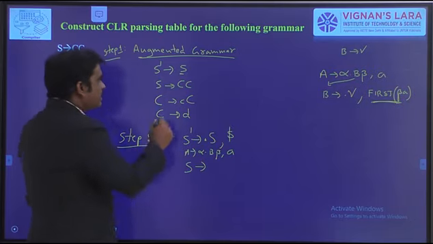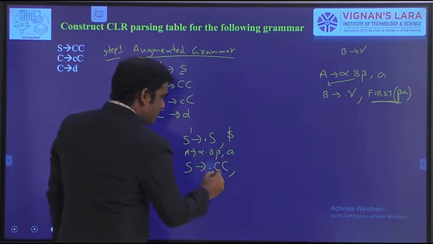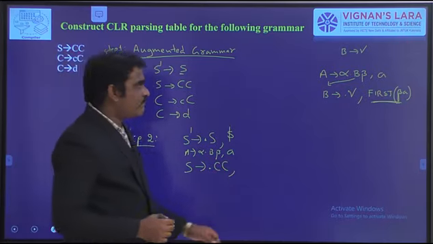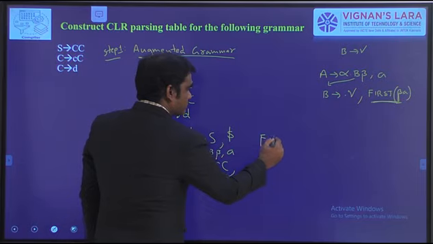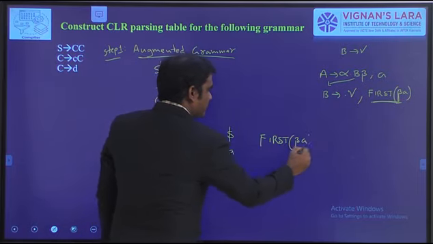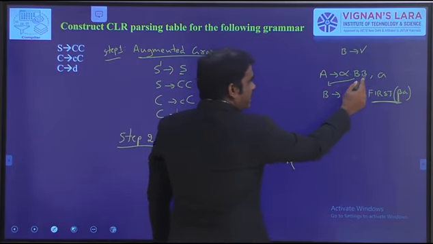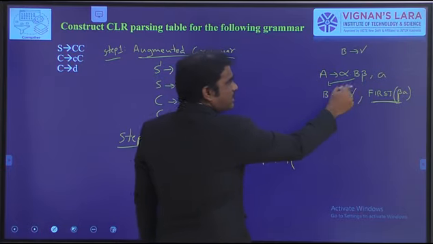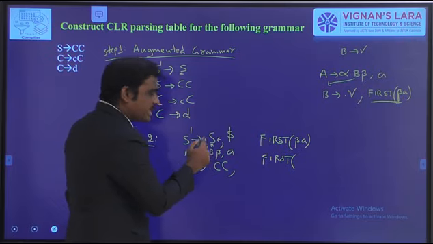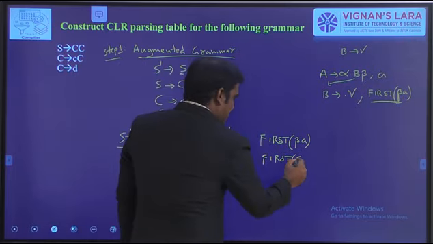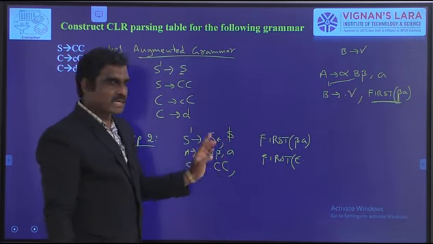S2, the production is CC. Now we can write S2 dot CC. This is the first component. And how to write the second component? The formula is calculate first of beta A. Now what is first of beta A here? What is beta? Beta means nothing but B followed by symbol. Here there is no symbol, that means beta means epsilon. What is A? A is a lookahead symbol. So here the lookahead symbol is dollar.